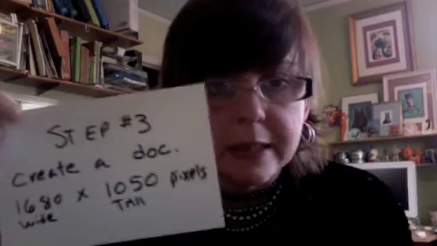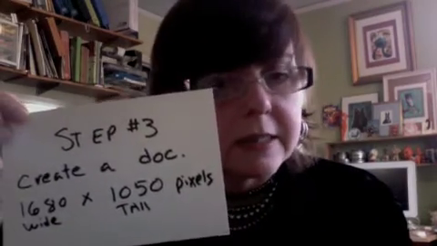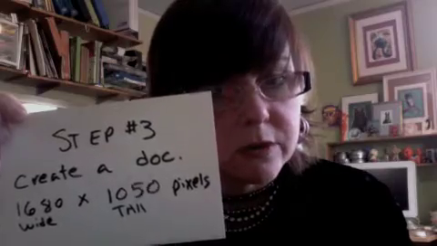Step three, now, this is really basic. Create a document that's 1680 by 1050 pixels. That's it. And instead of doing each of those steps from scratch, what we're going to do here is I'm going to redesign a background that I designed for myself a week ago. And I'll open that up and we'll talk about these steps a little bit more, and you'll see me working with it.